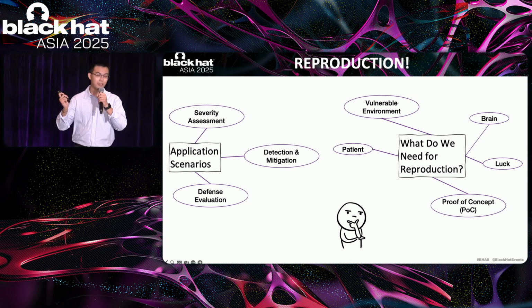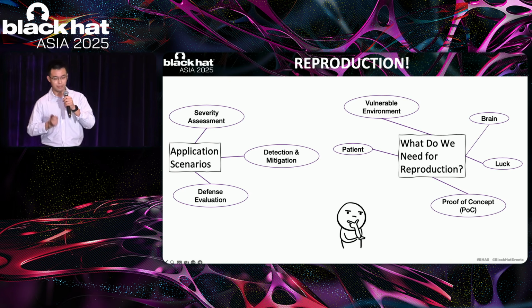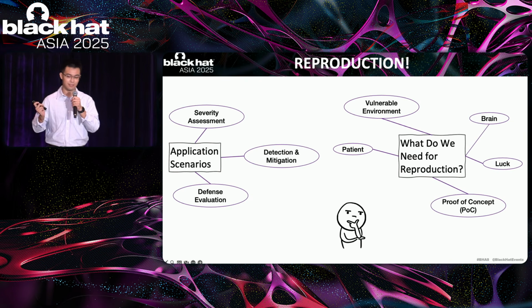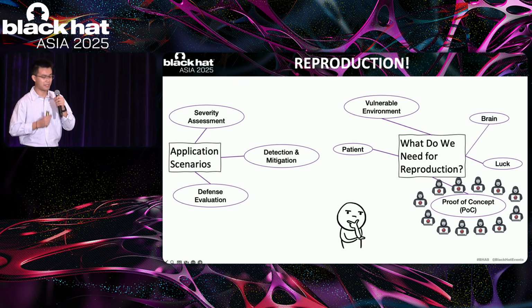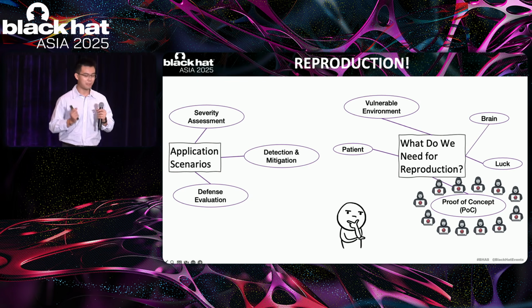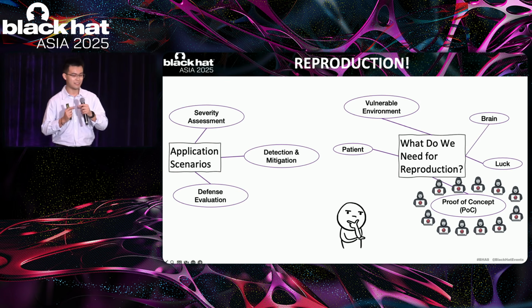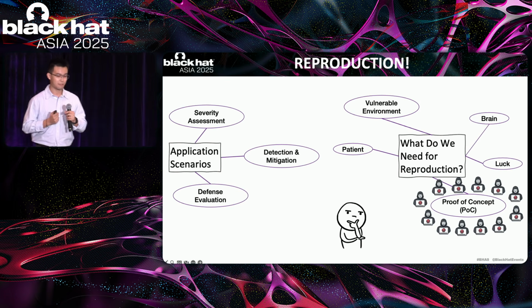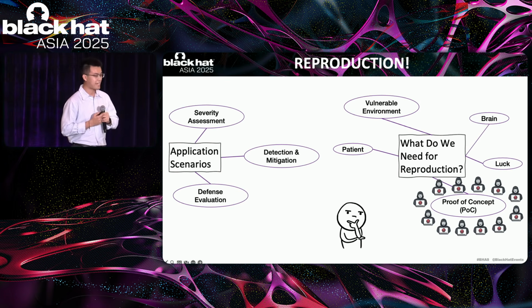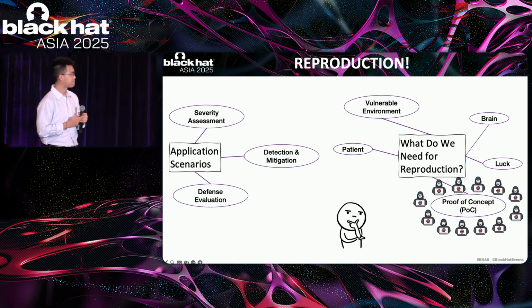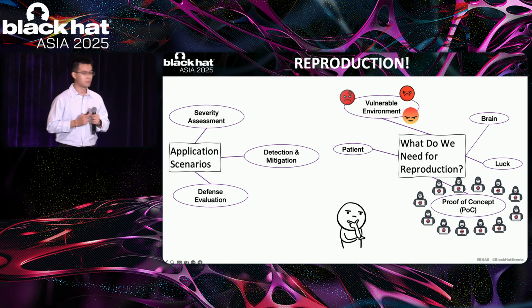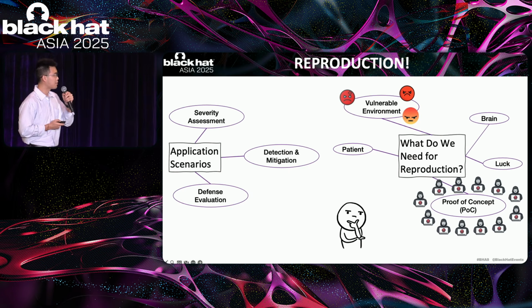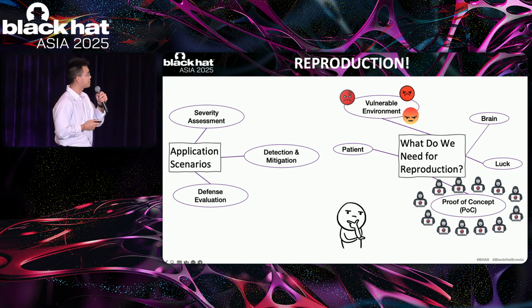And we know in the community, there are lots of people who focus on the proof of concept. When a vulnerability is disclosed, many people want to understand the root cause, craft the proof of concept, and maybe attack the kernel. But fewer people focus on the vulnerable environment. Sometimes the vulnerable environment is not easy.